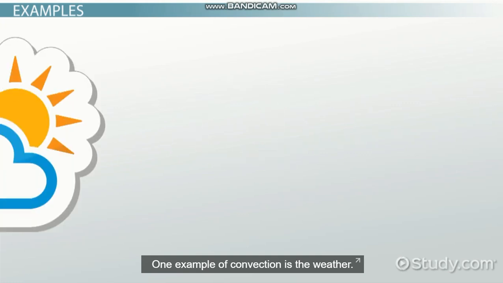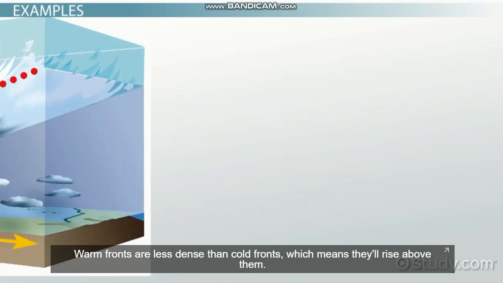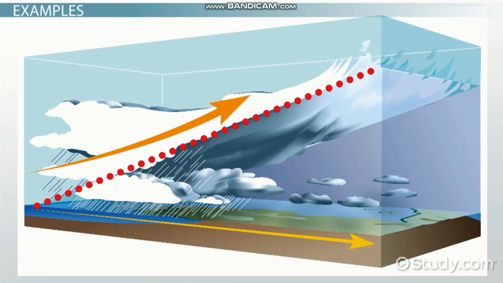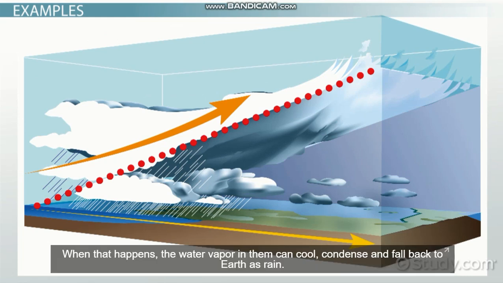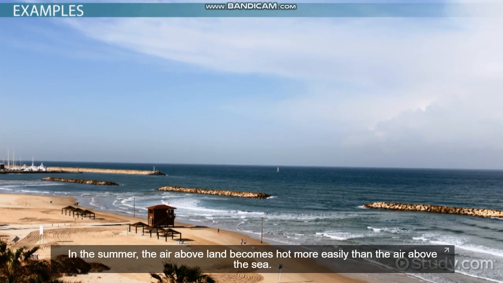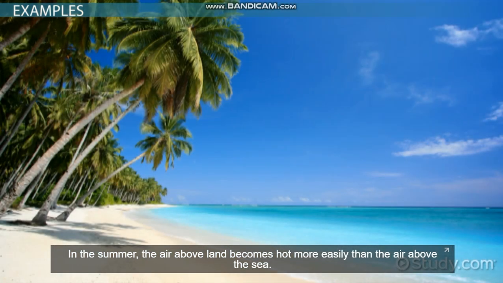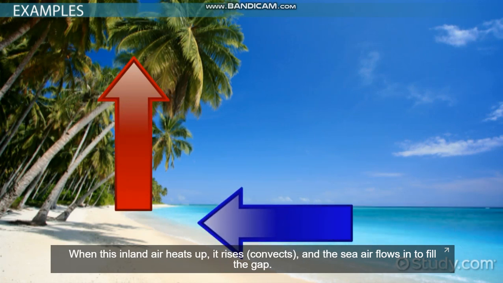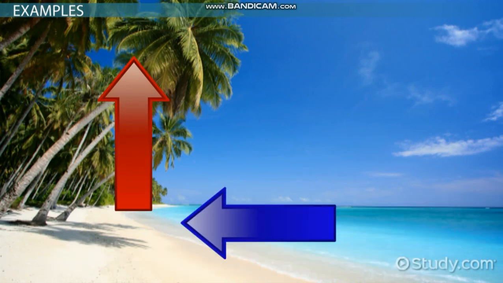Let's take a look at some examples. One example of convection is the weather. Warm fronts are less dense than cold fronts, which means they'll rise above them. When that happens, the water vapor in them can cool, condense, and fall back to Earth as rain. Cool sea breezes are caused by convection too. In the summer, the air above land becomes hot more easily than the air above the sea. When this inland air heats up, it rises, convects, and the sea air flows in to fill the gap.